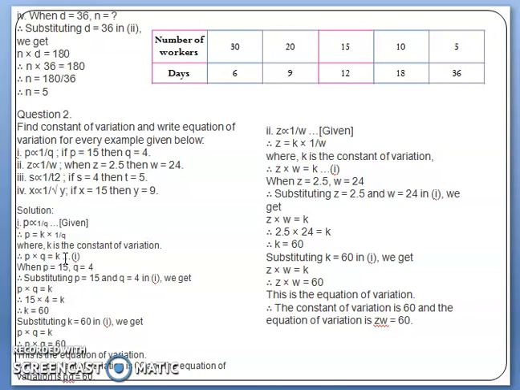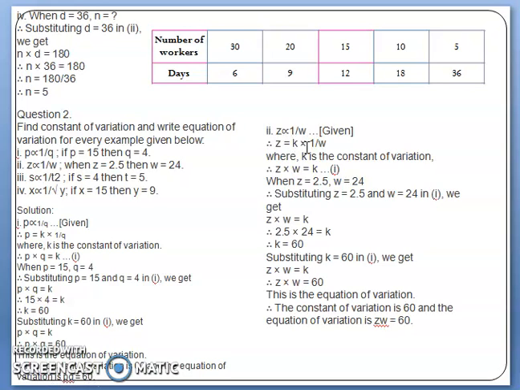Therefore, p multiply q equals k. When p is equal to 15, q is equal to 4. Substituting p equal to 15 and q equal to 4, we get p multiply q is equal to k. That is 15 multiply 4 is equal to k. k will be equal to 60. Substituting k equal to 60 in equation 1, we get pq equals 60. So this is the equation of variation. The constant of variation is 60 and the equation of variation is pq equals 60.